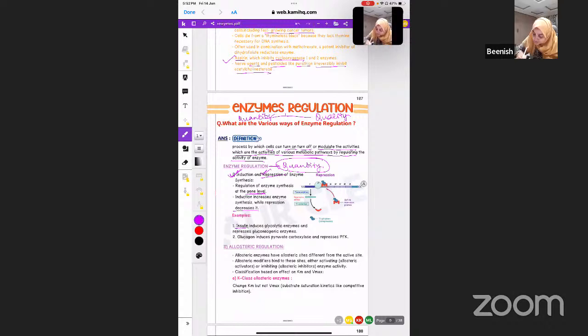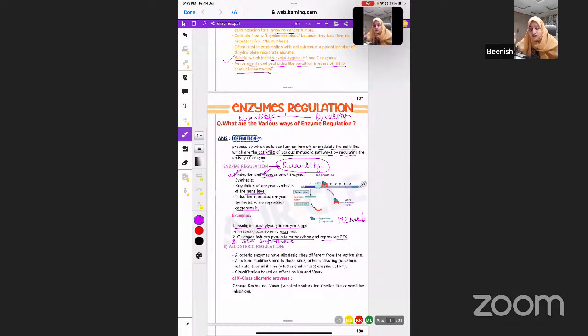Other examples include your insulin, which induces glycolytic enzymes and represses gluconeogenic enzymes. Or your glucagon, which induces pyruvate carboxylase and represses phosphofructokinase. Or the third example, like I told you, of ALA synthase. If the body is not having enough heme, the heme level in the body is low, so the genes that are synthesizing ALA synthase are going to be active, and more ALA synthase is going to be produced, and thus more heme synthesis is going to take place. So that was by controlling the quantity.